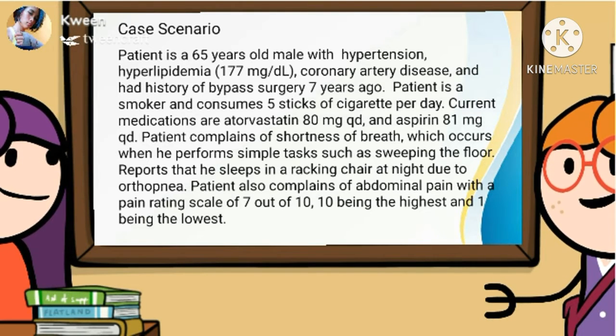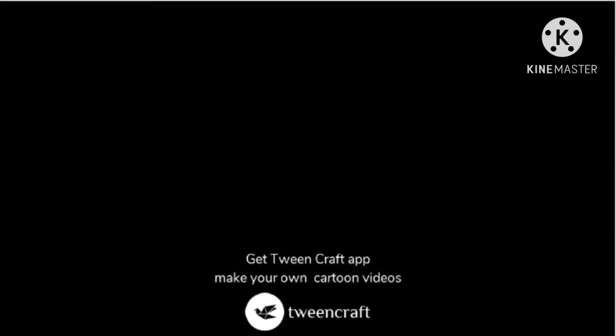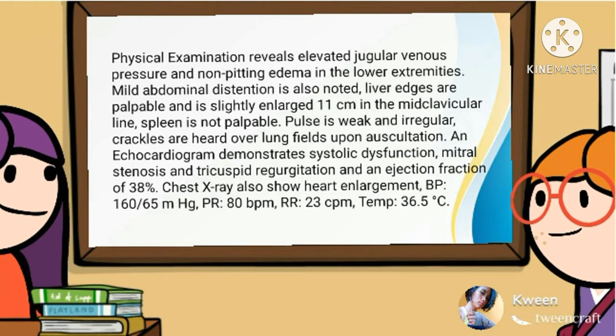Patient complains of shortness of breath, which occurs when he performs simple tasks such as sweeping the floor. Reports that he sleeps in a rocking chair at night due to orthopnea. Patient also complains of abdominal pain with a pain rating scale of 7 out of 10, 10 being the highest and 1 being the lowest. Physical examination reveals elevated jugular venous pressure and non-pitting edema in the lower extremities. Mild abdominal distension is also noted.